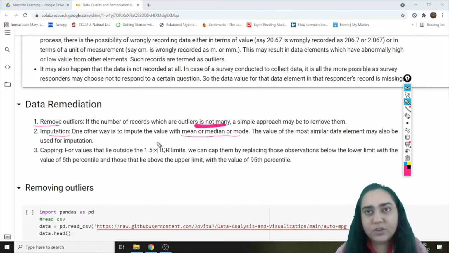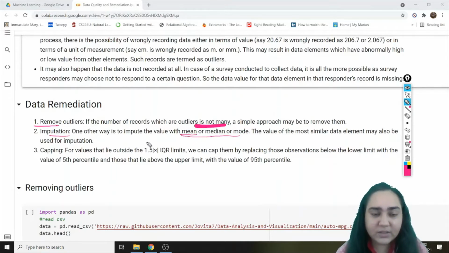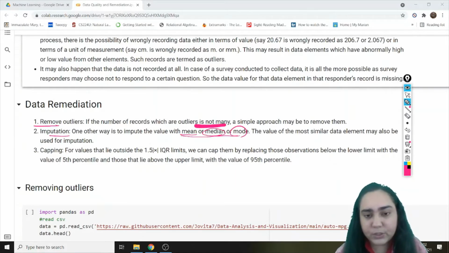Imputation is, instead of removing the rows that have missing values, you could just take a mean. If you have a numerical column, you can just take the mean average of all the values that you have in that column and replace it in the missing value. You can also take the median of those values or mode and replace in that position. And you could also do the same thing for outliers. So instead of removing outliers, you could just replace them with the mean, median, or mode of that column.